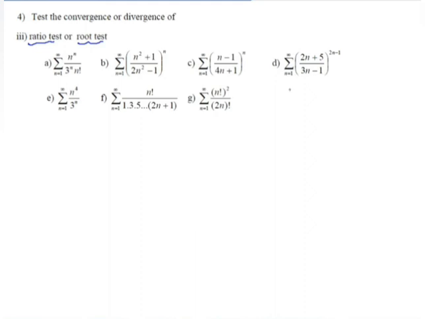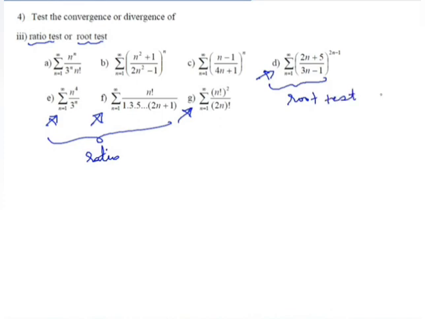So for this part we use the root test, and for E, F, and G, for those we use the ratio test, and for the others we use the root test. We check the convergence and divergence.